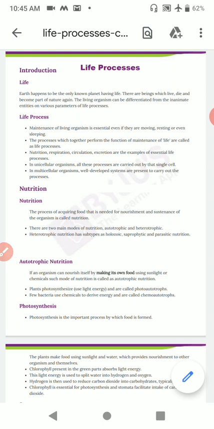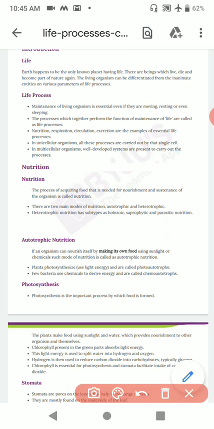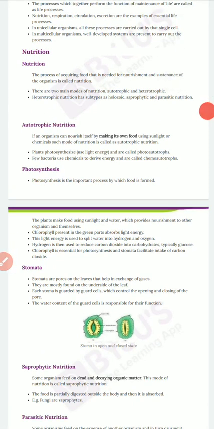Now, what are the steps followed in the process of photosynthesis? The very first point: chlorophyll present in the green parts absorbs and traps the light energy. Second, this light energy is used to split, mind it, split the water into its constituent gases, that is hydrogen and oxygen. Third point, hydrogen is then used to reduce carbon dioxide into carbohydrates, typically glucose. So hydrogen is used to reduce the carbon dioxide to the carbohydrate, that is glucose.